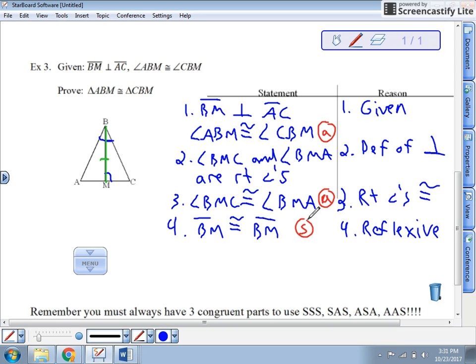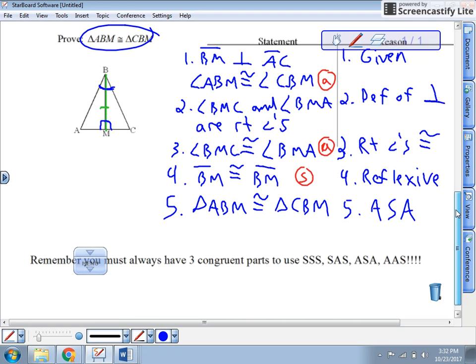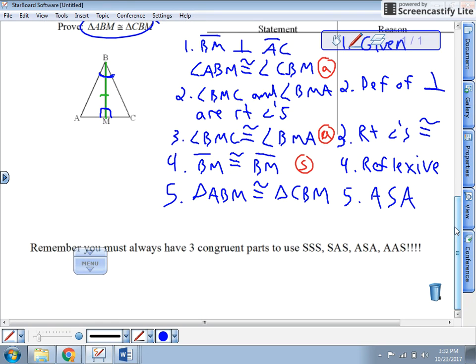Another side. Now we can end with what we're trying to prove, always that last step. And we can't do it until we've proven three parts, which we have. Triangle ABM congruent to triangle CBM. And what's the reason? Well, here's our two angles. Angle, angle, and then in between it is the side. So that is angle, side, angle. So when you have two angles and a side, you know it's going to be congruent. You just have to determine, is it angle, side, angle, or angle, angle, side? And then a quick reminder, you must always have three congruent parts to prove those triangles congruent.